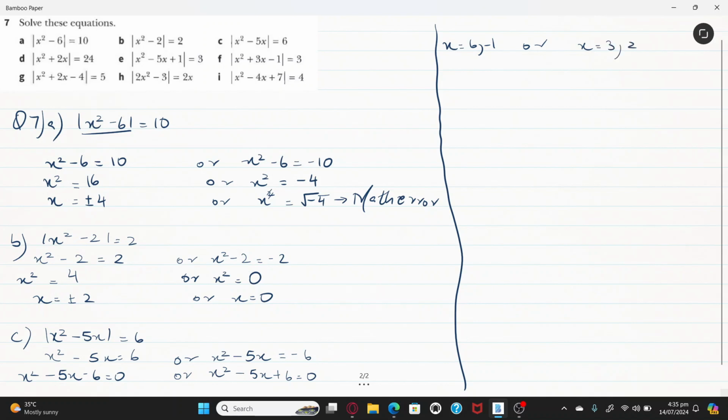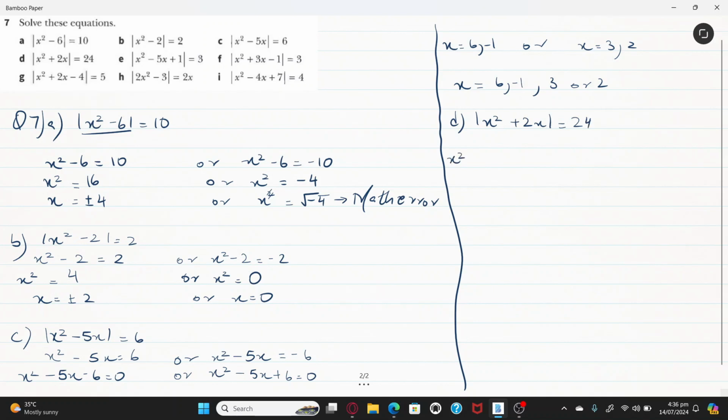So again, we have the values. What we are going to do is really quickly write those down. x equals 6, negative 1, 3, or 2. Okay, so the 'or' is applicable to everything where there is a comma. So let's just jump into part D, and we have |x squared plus 2x| is equal to 24.